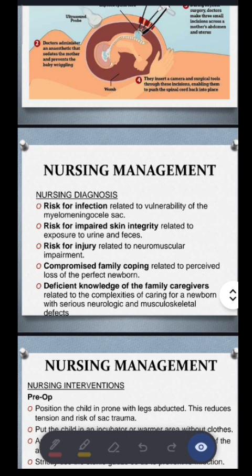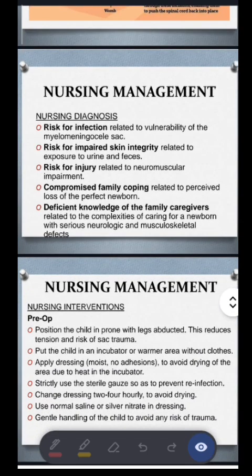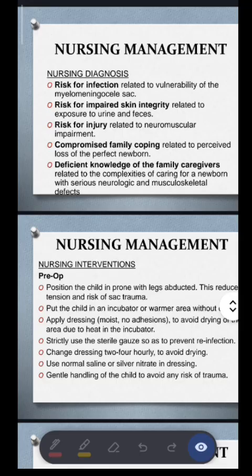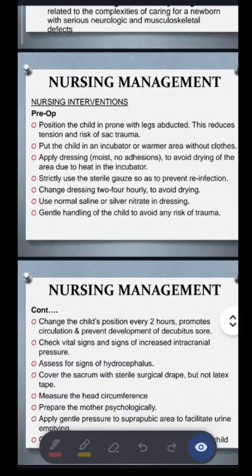Then about nursing management, nursing diagnoses include risk for infection, risk for impaired skin integrity, risk for injury, compromised family coping, and deficient knowledge of the family caregivers. Nursing management can include pre-op and post-op care.